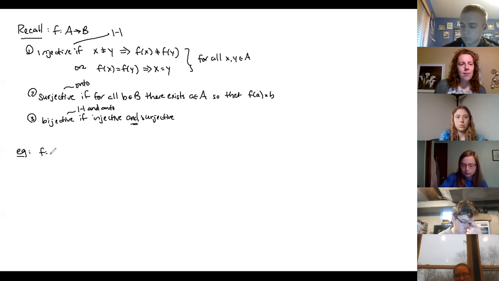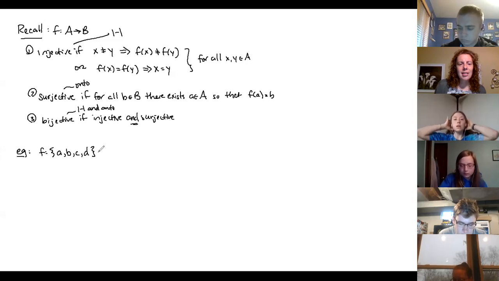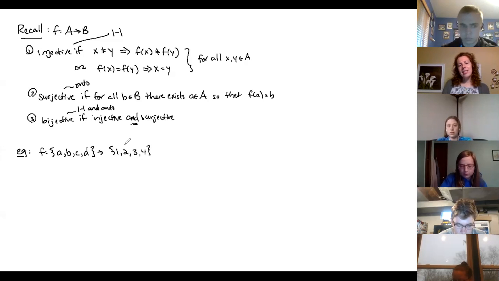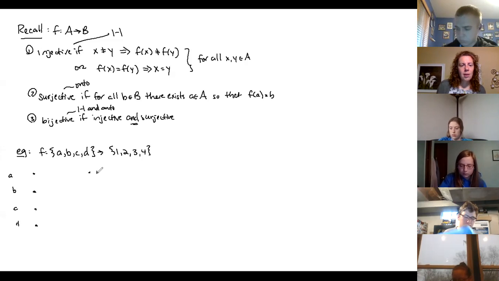Let's say that F goes from the set A, B, C, D to the set 1, 2, 3, 4. So my set A is lowercase letters A, B, C, D, and my set B is the numbers 1, 2, 3, 4. So we can do this with an arrow diagram. A, B, C, D, and we'll put 1, 2, 3, 4 over here.